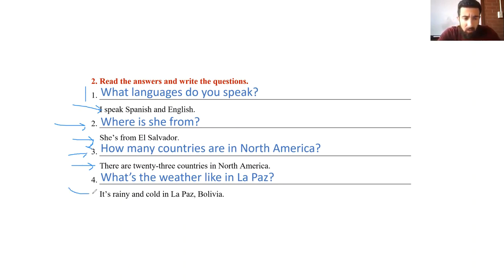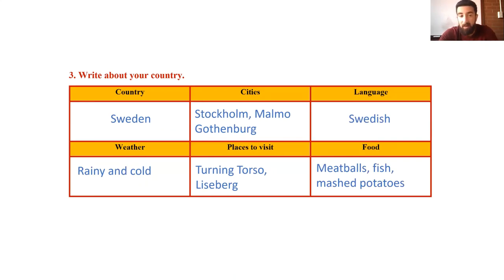Y la última respuesta es, it's rainy and cold in La Paz, Bolivia. Es lluvioso y frío en La Paz, Bolivia. Entonces, la pregunta podría ser, what's the weather like en La Paz? ¿Cómo es el clima en La Paz? Y esta es la segunda parte de la actividad. Entonces, solo tenemos dos partes más.